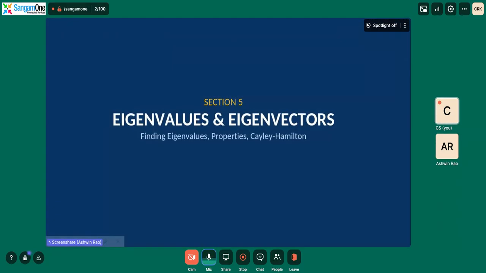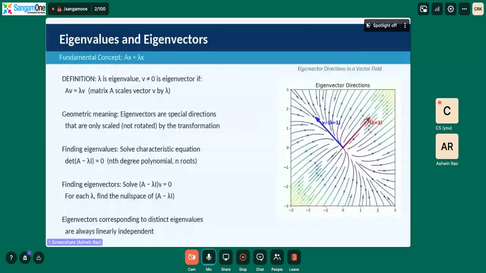Moving on to eigenvalues. You can see the properties and how to find the eigenvalues and eigenvectors. This is the representation. So what is an eigenvalue? If you want to explain it with a simple analogy, what is an eigenvalue?